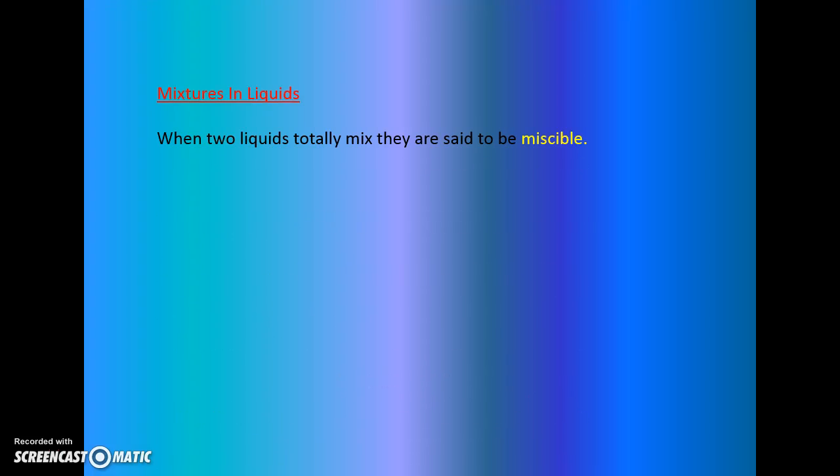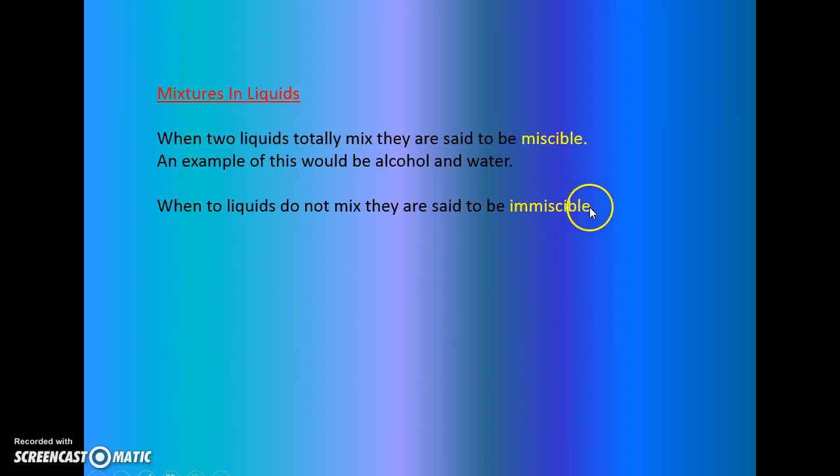Liquids can also mix. If two liquids totally mix, we call that miscible. If they are unable to mix, they will be called immiscible. It's just a synonym for liquids that cannot mix, liquids that can mix. And it even sounds like mixable. So miscible sounds like mixable. An example for that is alcohol and water. Or the chocolate syrup previously that dissolved in the milk.